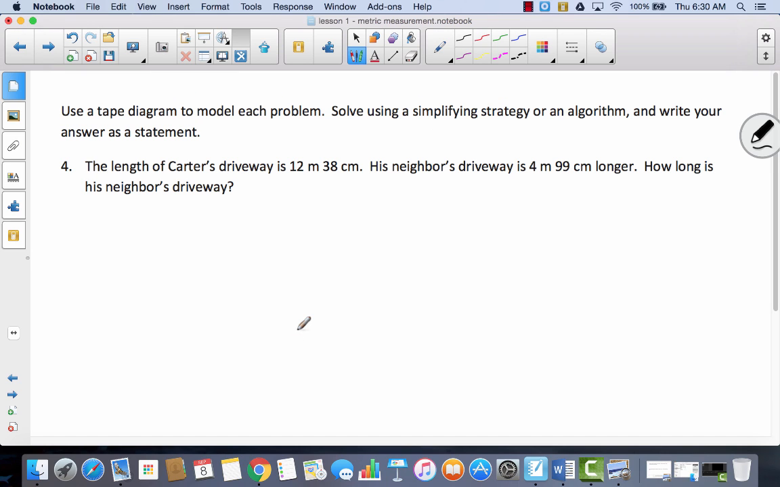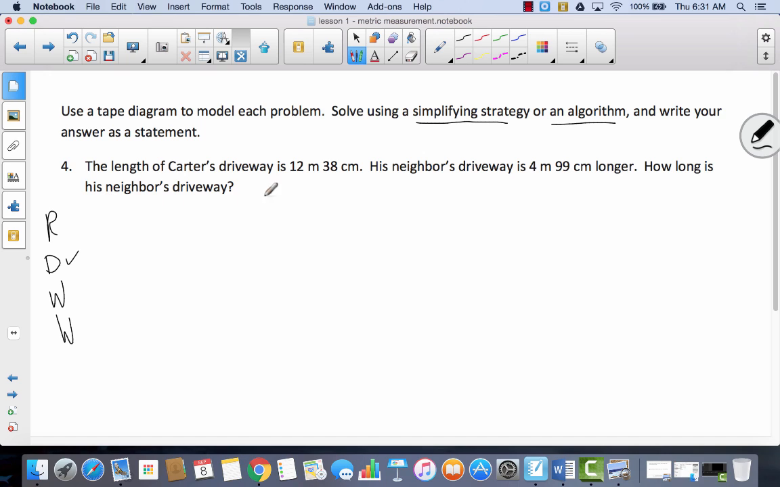All right, so now on the back, we're going to take a little bit of time to solve some application problems. So when we solve application problems, we're going to use the RDWW process. Now it tells us here to use a tape diagram to model each problem. So that's going to be our D. We're going to use a tape diagram. Solve using a simplifying strategy or an algorithm. So that means when we write our number sentence, we're either going to simplify, or we're going to use an addition or a subtraction algorithm, and we're going to write our answer as a statement. So basically the directions are telling us to use the RDWW process.